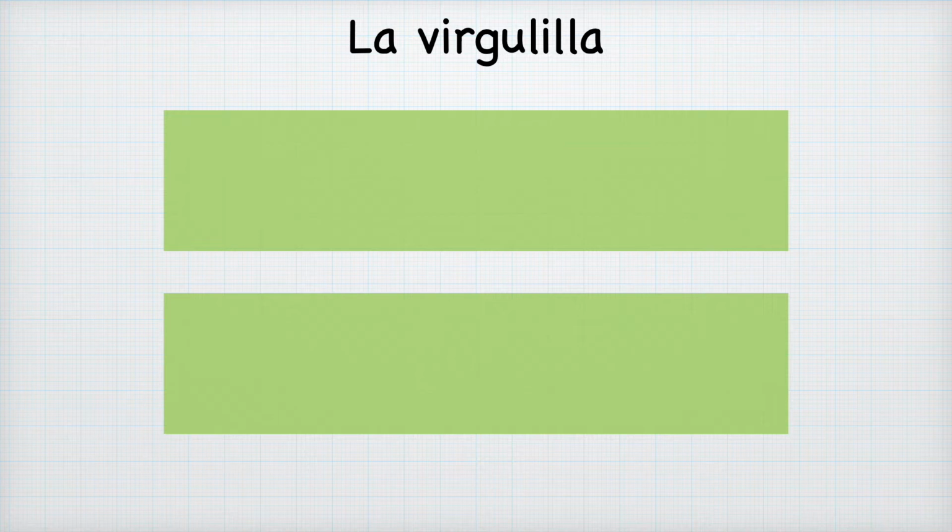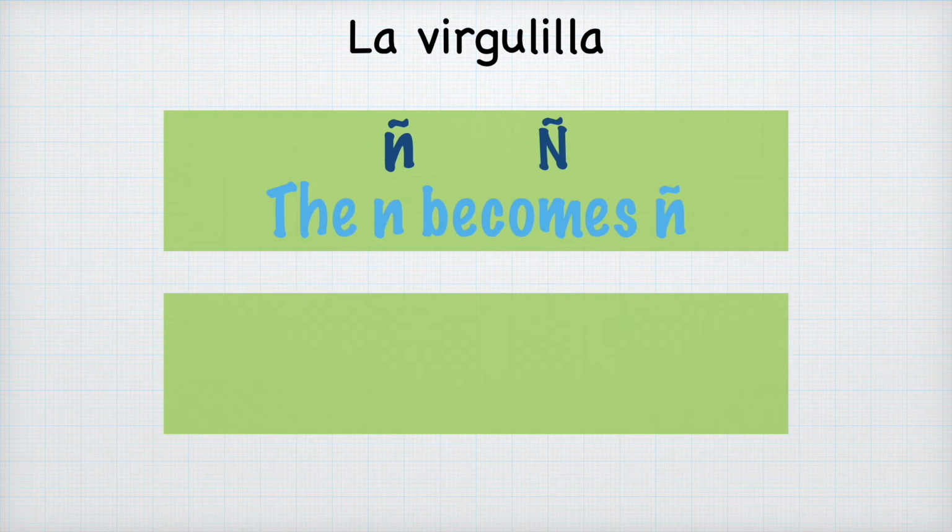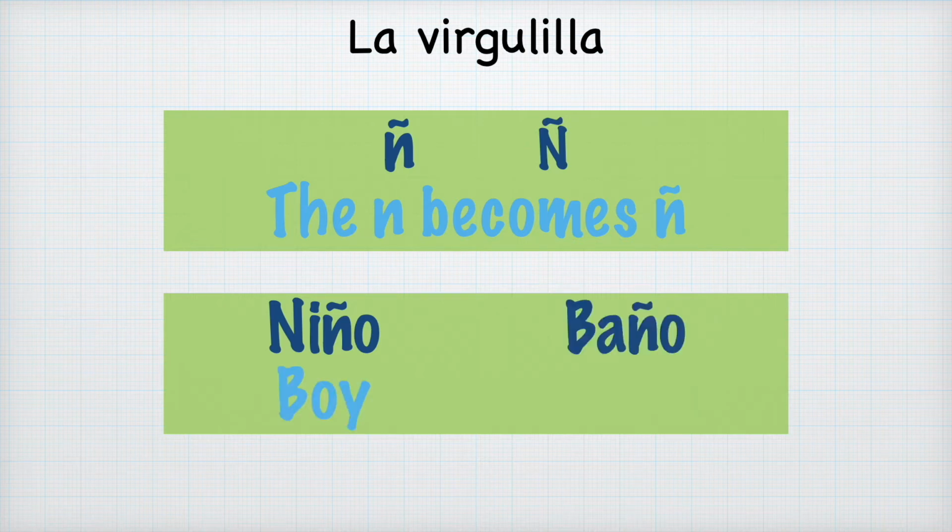It's called la virgulilla, and it's the tilde sign that goes above the letter N, and this becomes ñ, and it's part of the Spanish alphabet. There's really not much to it. This is the only letter that uses it, and we have plenty of words with the letter. For example, niño, it means boy. Baño, it means bathroom. So this one's fairly straightforward.